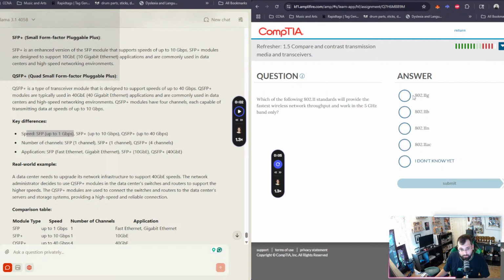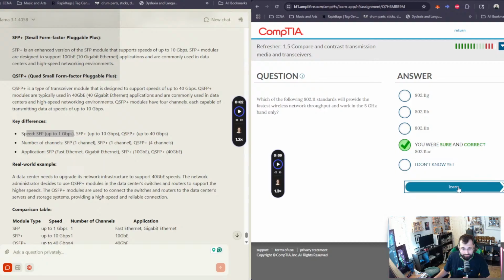That's my fault. Okay, 802.11g is legacy. 802.11b is legacy. N is 5 and 2.4, but AC is just 5.